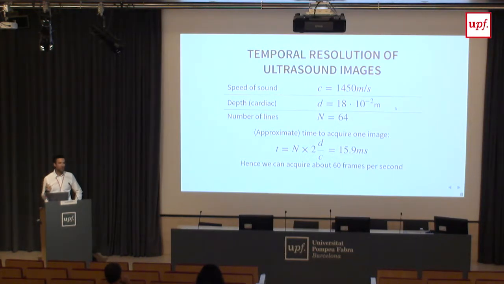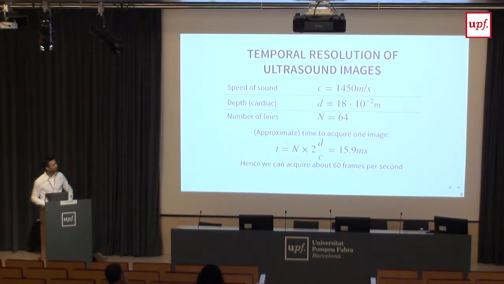This speed of sound depends on the tissue or on the material you are looking into. And in human tissue, it's roughly 1,450 meters per second, perhaps a bit higher, depending on the tissue. But essentially, if you want to see, for example, the heart in patients, you normally go deep, up to 15 or perhaps 18 centimeters.